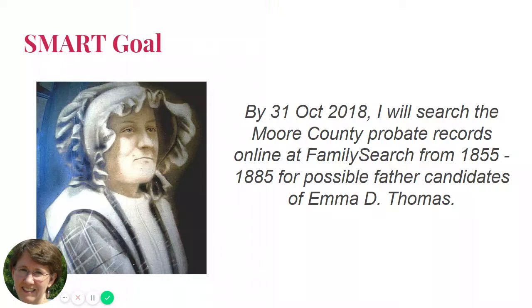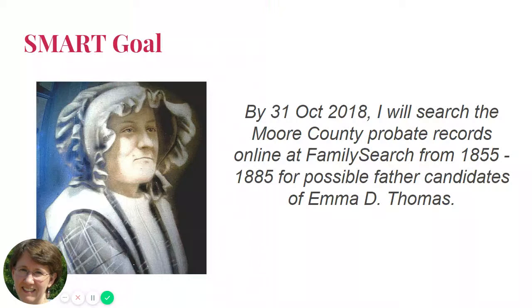Okay, so let's go back to the original goal that I had to find Emma Thomas Howard's father. So my SMART goal for her could look something like this. So by October 31st of 2018, I will search the Moore County probate records online at Family Search from 1855 to 1885 for possible father candidates of Emma D. Thomas. So you can see this is very specific. I'm looking for possible father candidates for Emma. I have given myself a due date.